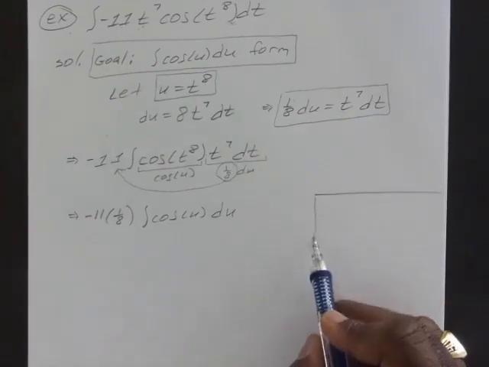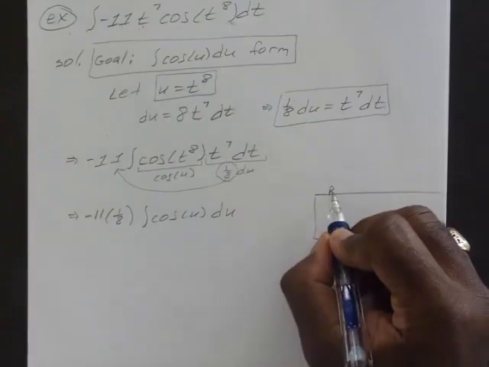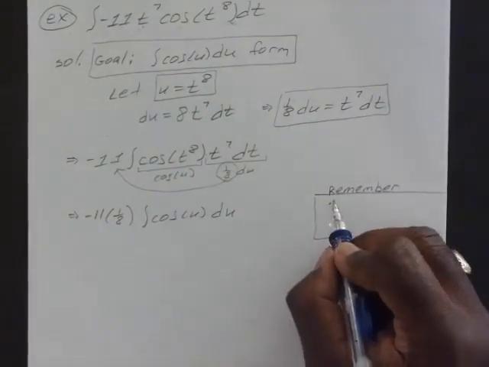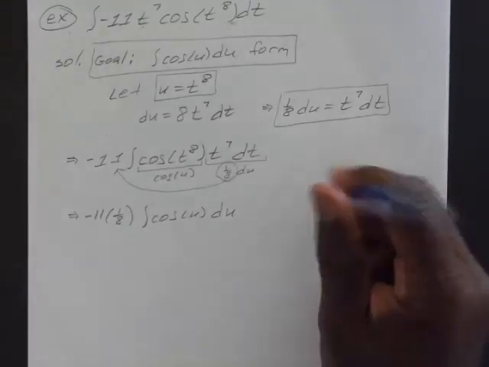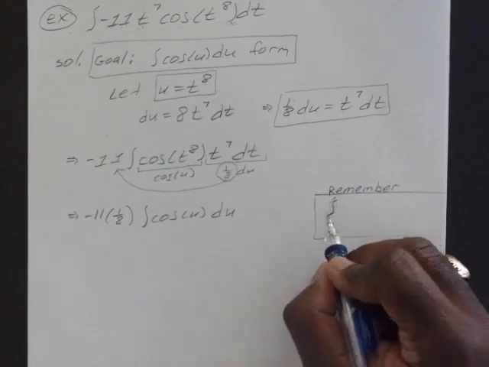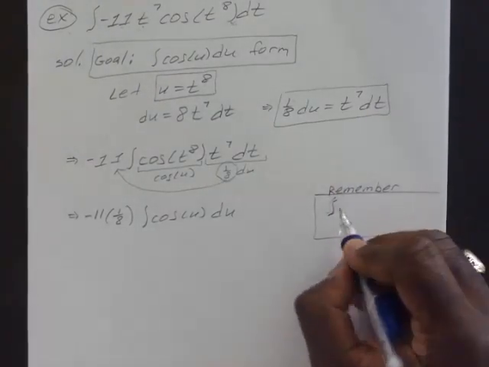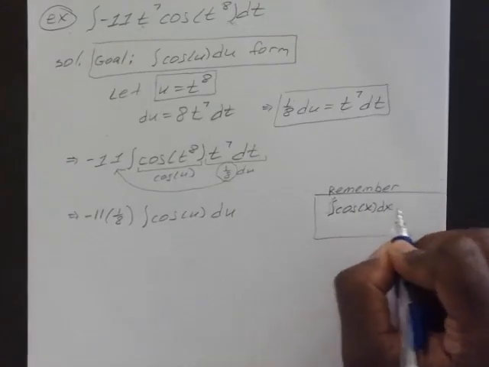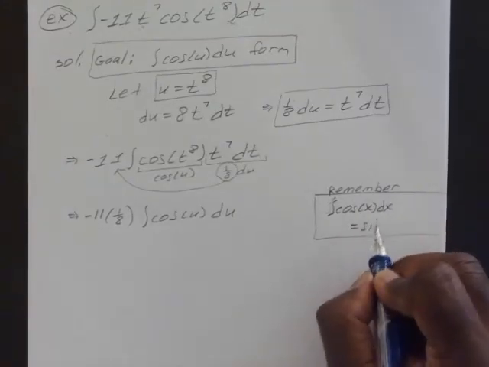Okay, so for this one, all you have to do is remember that the integral of cosine of x dx is equal to sine of x.